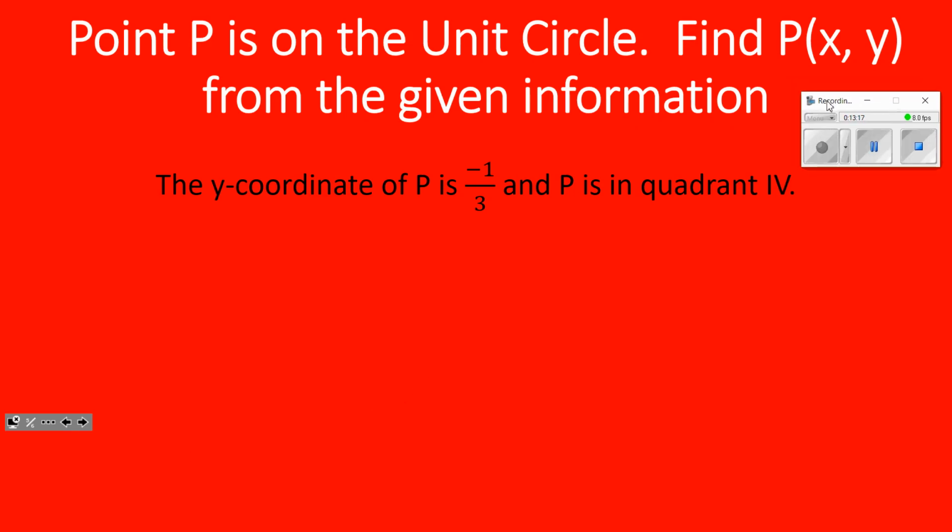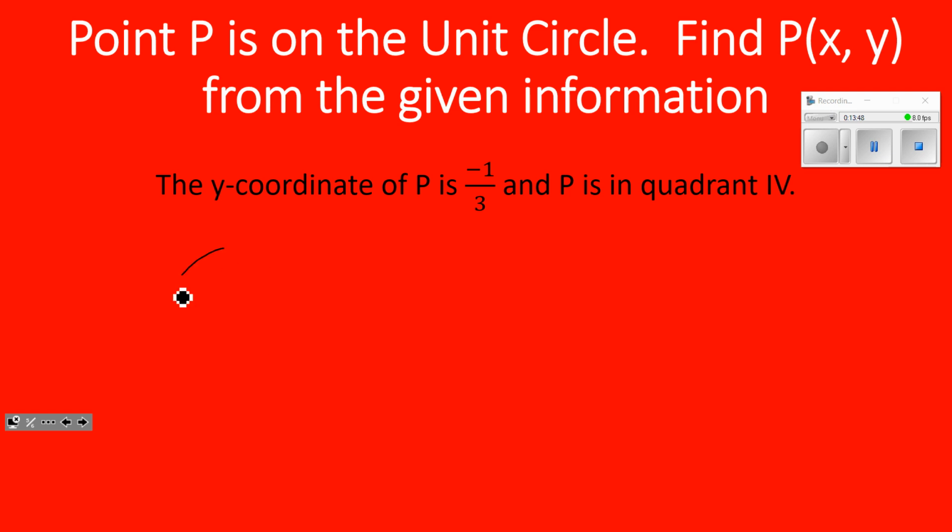All right, what we're going to do now is I'm going to tell you that point P is on the unit circle. Okay? And I know the y coordinate is negative 1/3. What does that mean when it's negative 1/3? Am I going up or down to get to it? Down. Okay? And it tells me I'm in quadrant 4.